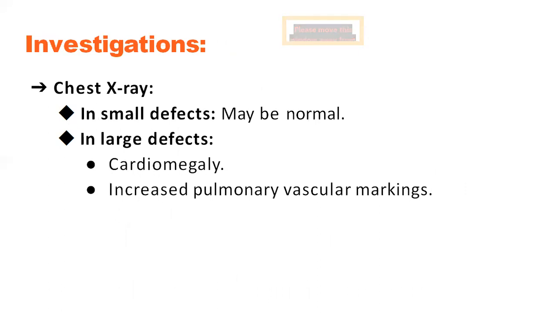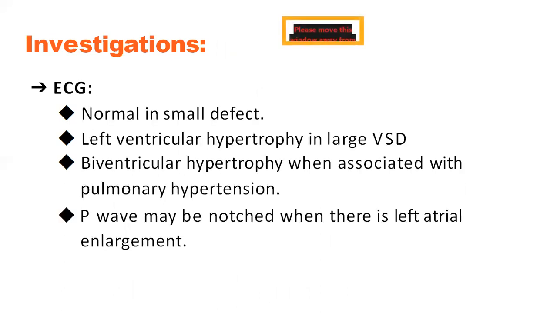Investigation: in small defects, chest X-ray might not show any considerable changes, but in large defects, cardiomegaly and increased pulmonary vascular markings may be seen. ECG is normal in smaller defects. Left ventricular hypertrophy is seen in large VSDs. Biventricular hypertrophy is seen when associated with pulmonary hypertension, which will come later in the life cycle. P wave may be notched when there is left atrial enlargement. So enlargement of the atrium will give you P wave notching.